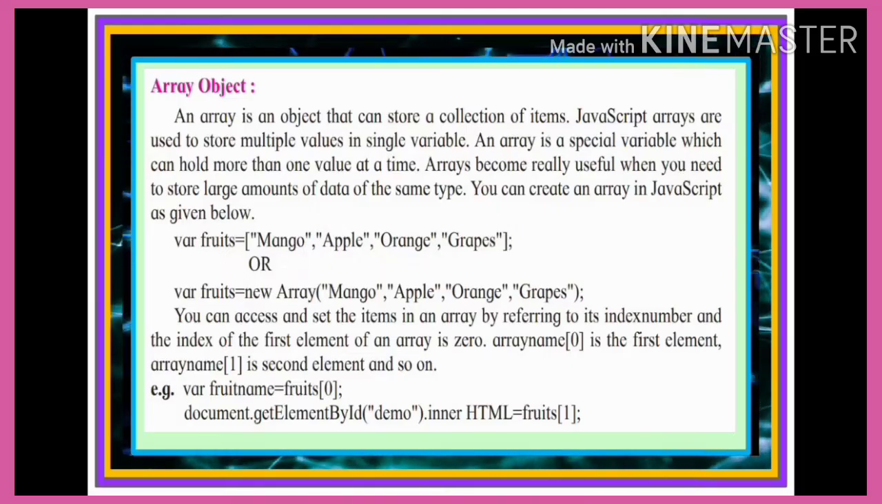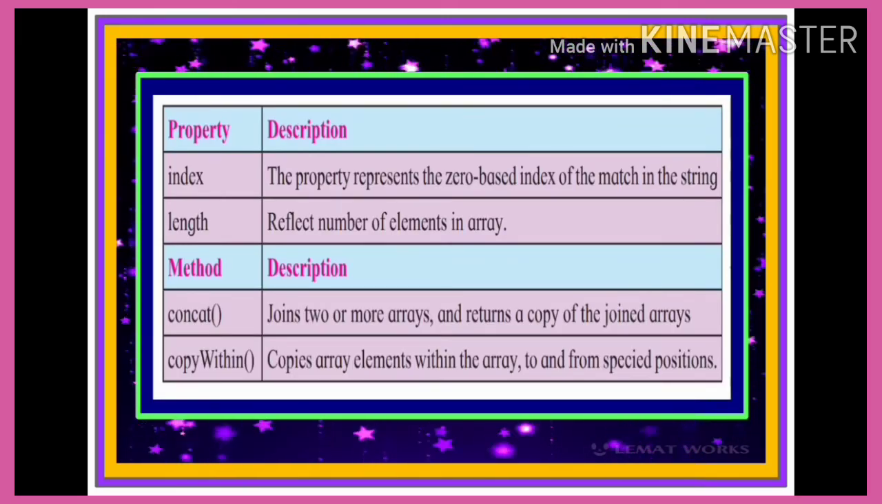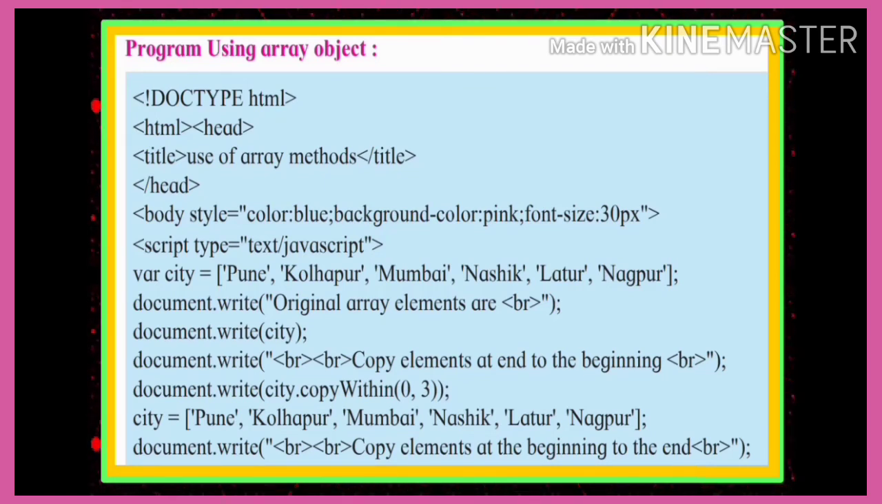So in this part we have seen the array object, the meaning of the array object, the functionality of the array object, and the methods of the array object, and we have discussed the methods by using examples and output.